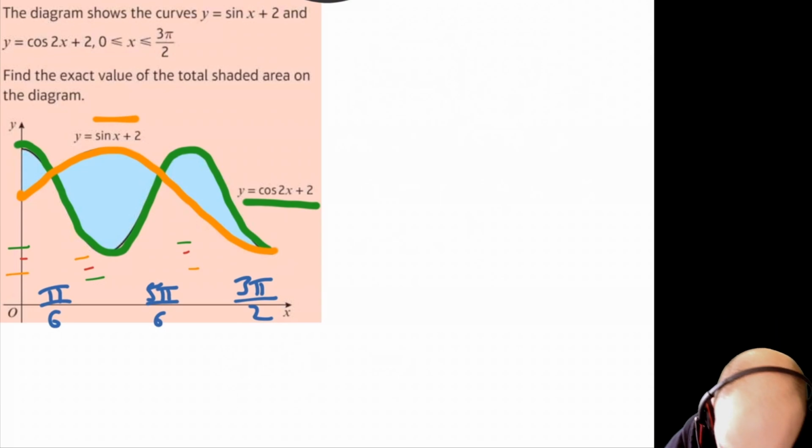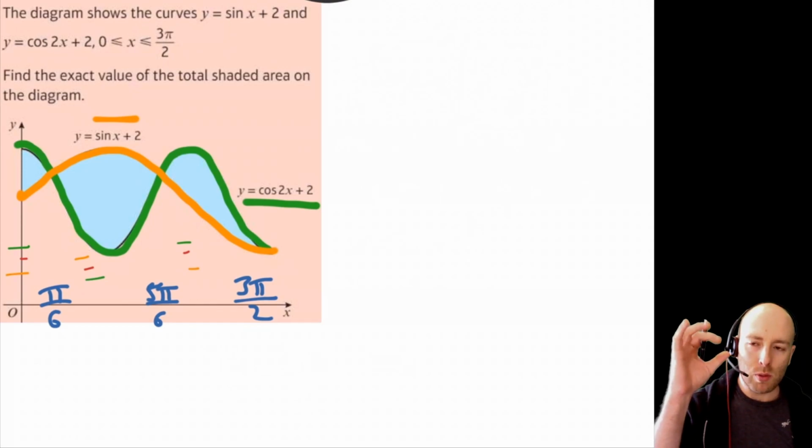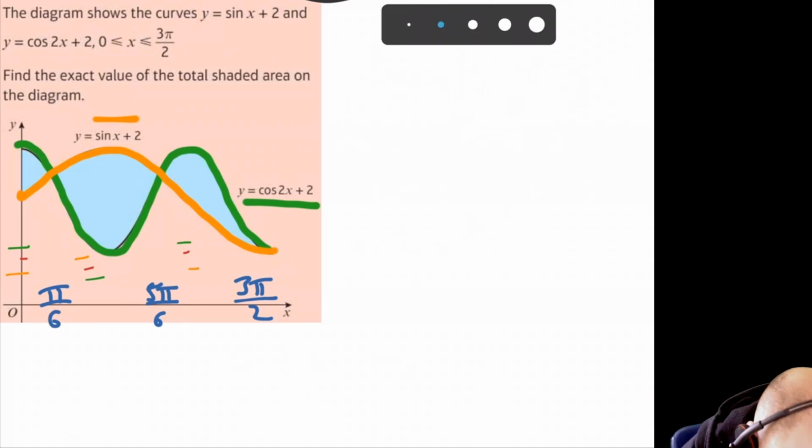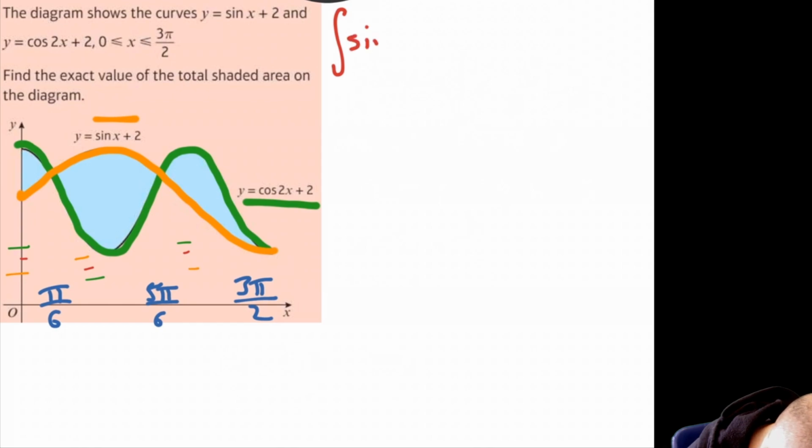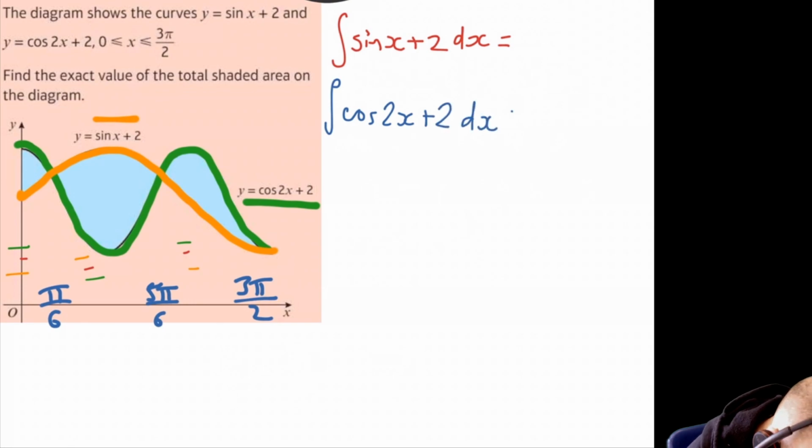And basically we need to do the integral of the first one take the second one, then the second one take the first one, take the second one. So I'm going to integrate each bit first of all, and then we're going to chunk it all together at the end. So we're going to integrate sine x, a little bit smaller, sine x plus 2, and I'm going to integrate cos x, cos 2x plus 2.